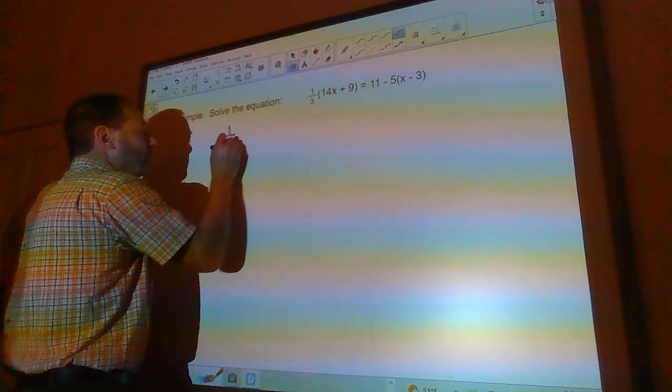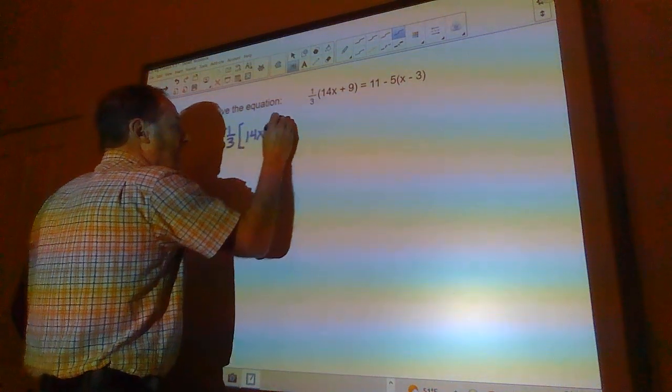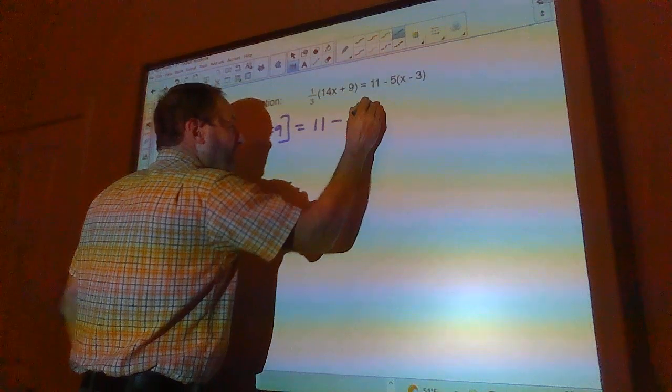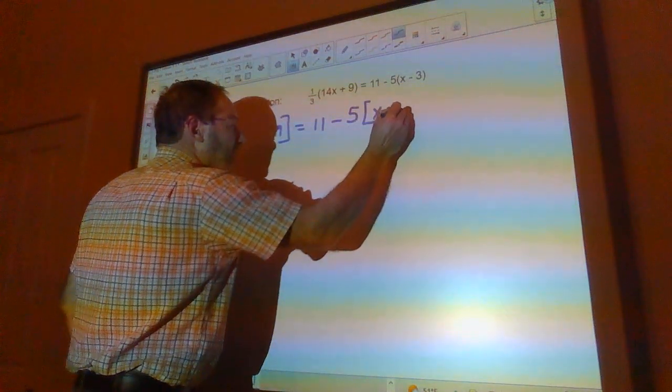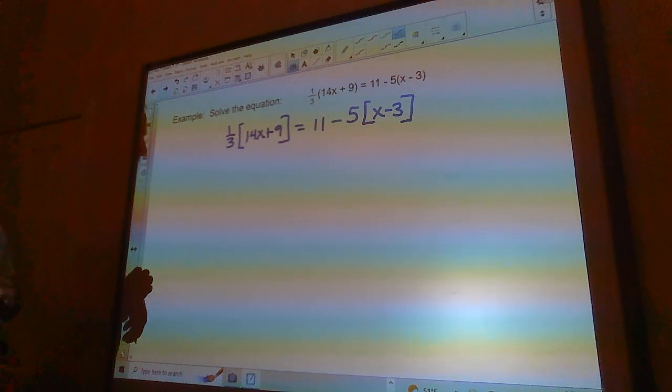So this is 1/3 times 14x plus 9 equals 11 minus 5 times x minus 3. Go ahead and pause the video, work this one out, and then jump back on and see how you did.